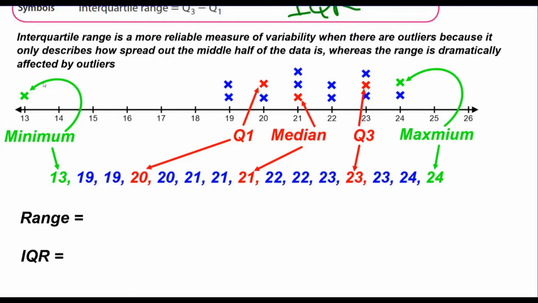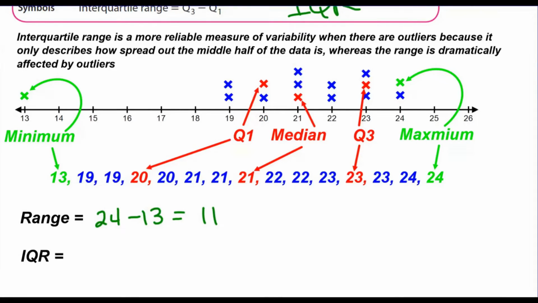So I've got a data set plotted on a dot plot here, and you can see my minimum value is 13, and then I have a bunch of other values that are kind of clustered here between 19 and 24. Our maximum is also 24. So I want to show you what the difference between the range and the IQR is. In green, I have my minimum and my maximum values. My maximum value is 24, and my minimum value is 13. This gives me a range of 11. That tells me that there's 11 numbers between the minimum and the maximum values in this data set.